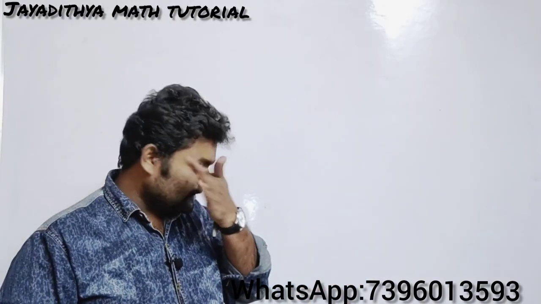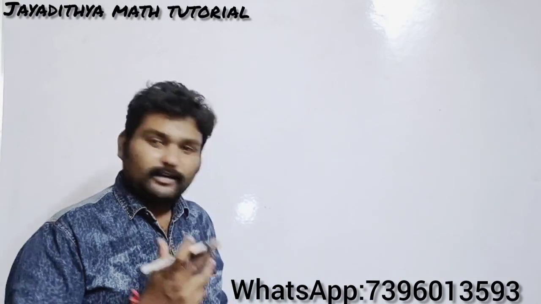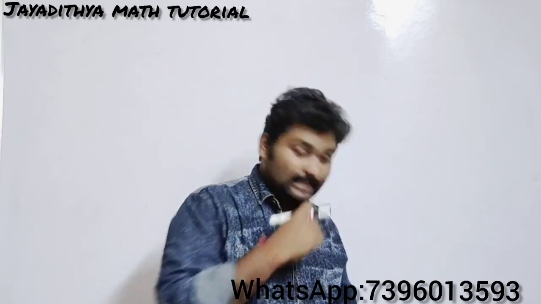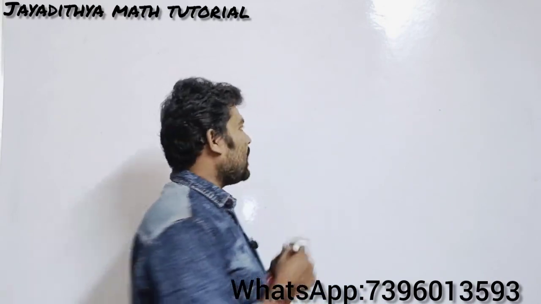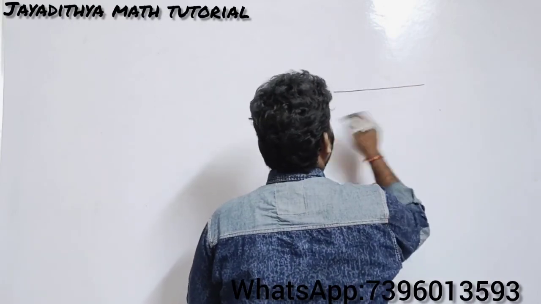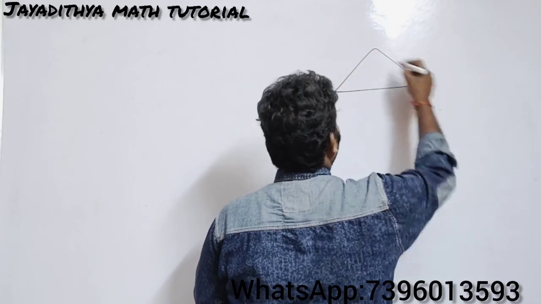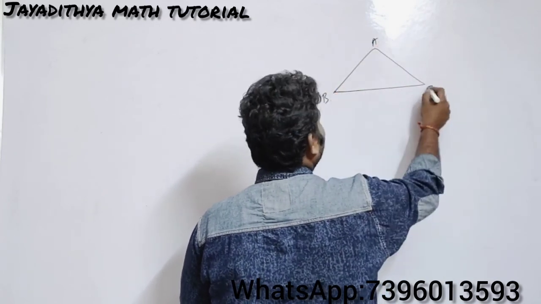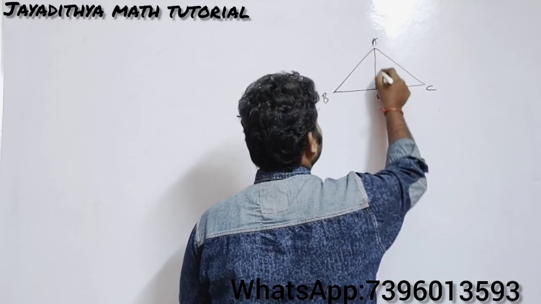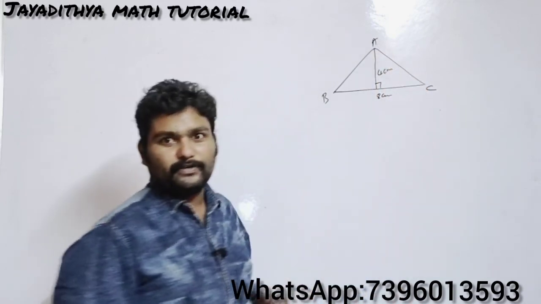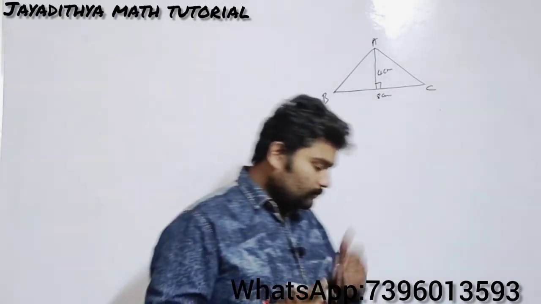Right, let us go for another construction, which is very tricky. Here we should construct an isosceles triangle whose base is 8 centimeters and altitude is 4 centimeters. I am taking a rough figure like this, A, B, C, whose base is 8 centimeters and altitude is 4 centimeters. Here you should be careful. Altitude is 4 centimeters. Okay.